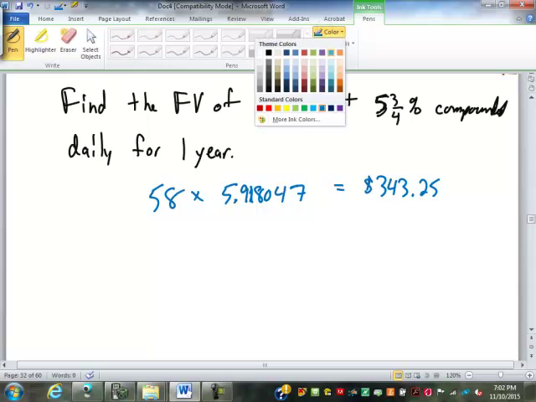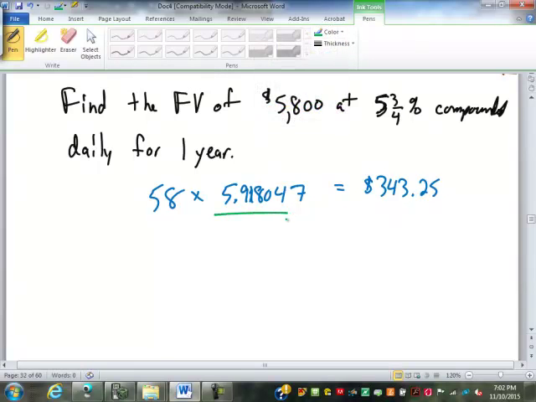Okay, so we look up the factor in the table. We get 5.918047. That's 5.75 for our interest and 1 year, so 365 days. Did anybody look up 360 instead? Good. Where did the 58 come from?